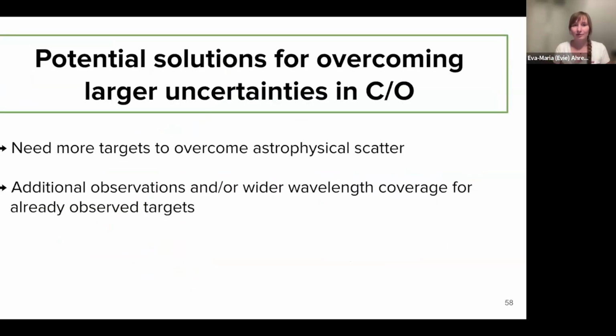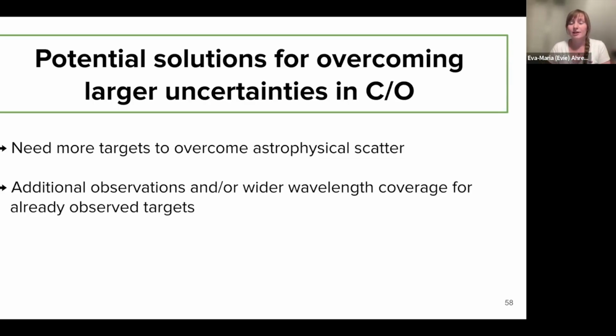So I want to rephrase this: not the potential causes, but the potential solutions for overcoming these larger uncertainties. In summary, we need more targets to overcome the astrophysical scatter, so more aligned and misaligned hot Jupiters, ideally around F stars or in this parameter space. We also need additional observations and/or wider wavelength coverage for the already observed targets. For the reasons I already gave, we really need to figure out this degeneracy between metallicity and clouds, and really constrain, for WASP-7 for example, the H minus absorption.